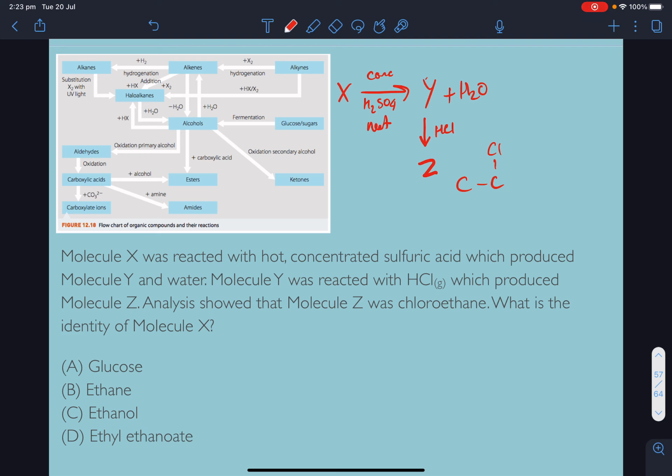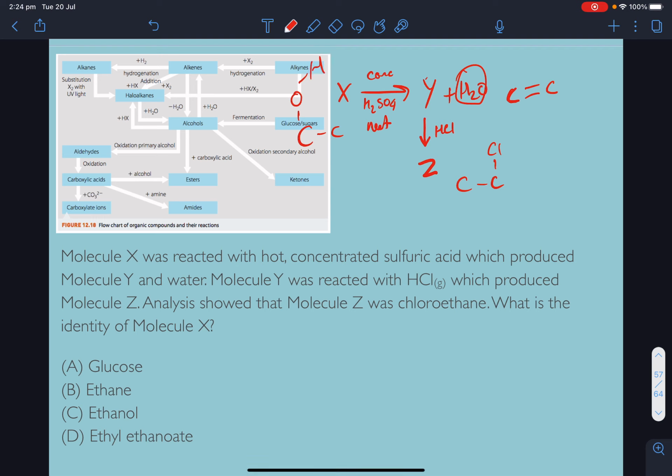So we need to work backwards, a retrosynthesis. Okay? So if we're adding HCl to something and we're getting this chloroethane, we must have started off with a double bond like this. Okay? Or just ethene must have been Y and water. Okay? So going back from Y to X, if we did concentrated H2SO4 and heat, we must have done a dehydration reaction because it left water behind. Okay, so X must have been ethanol.